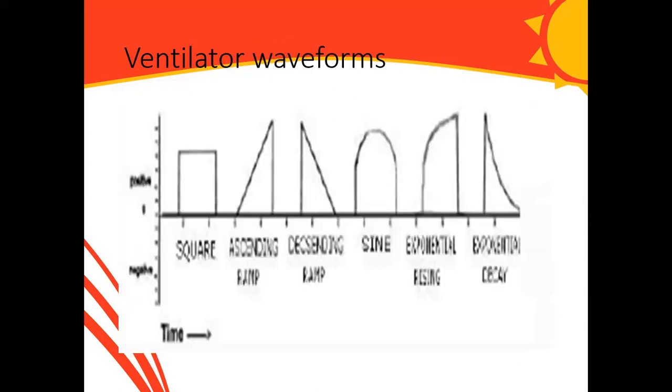Now look at this. These are examples of scalar waveforms. How do I know that? Because the time is on the x-axis. We can have volume, pressure, or flow on the y-axis, and there are different types of waveforms. We have the square waveform, the ascending ramp, the descending ramp, the sine waveform, exponential rising, and exponential decay. These are types of scalar waveforms.